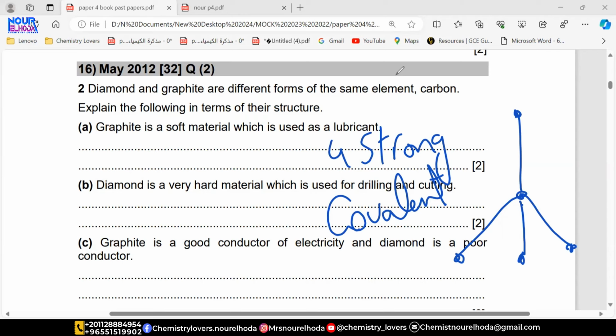Well, I want to tell you something. You cannot say this except if I ask you about the conductivity. Do they conduct or not? You got my point? But if I'm asking you about the structure, don't say the electron. Okay, so let's continue.